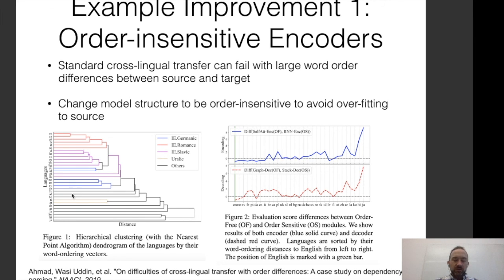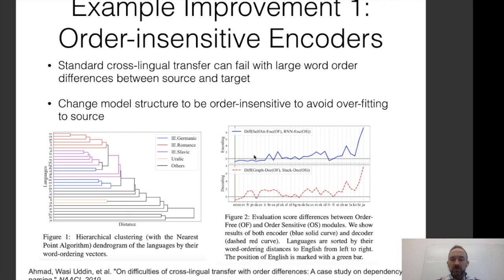And to give an example of this, this paper, which is a very interesting one, did an analysis where they essentially measured how similar languages were and showed that indeed the dependency parsing accuracy with cross-lingual transfer dropped off significantly when you were trying to transfer to more distant languages. So one method that this paper proposed to resolve this issue was to change the model structure, so the underlying model structure is less sensitive to word order.